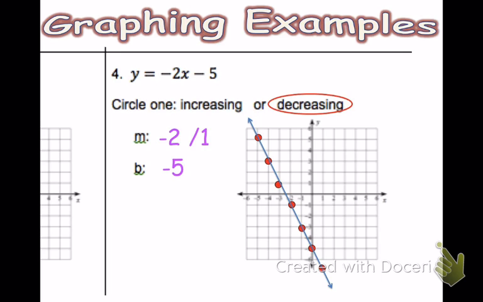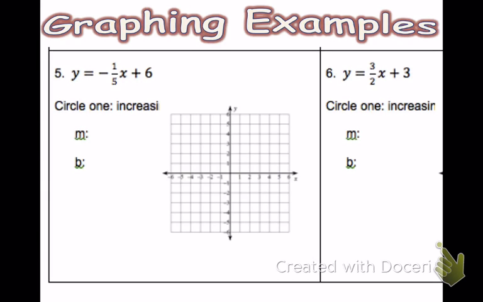All right, let's check the next one. Same thing, I want you to try 5 and 6. Again, pause the video and we'll come back and check our work. So this next one, you should have gotten negative 1/5 as your slope. 6, and make sure you circle decreasing.